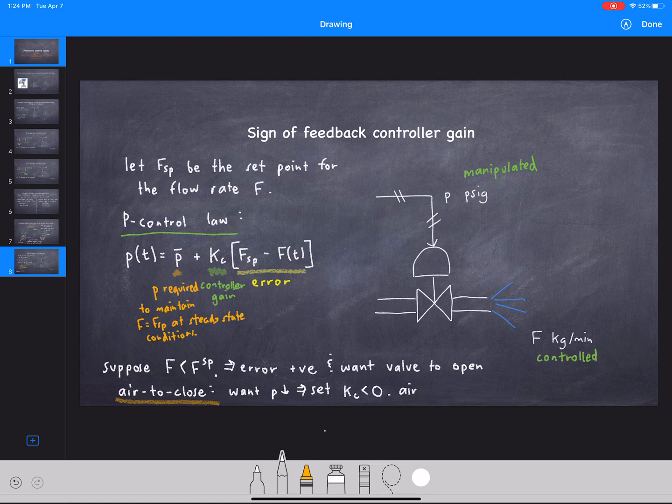On the other hand, for an air to open valve, the opposite situation is true. So we'll go through it again. For an air to open valve, the more air you have, the more it will be open. So we actually want more air for an air to open valve, and you want P to increase. And if you want P to increase when the error is positive, that means you need to set Kc to be greater than 0. Okay? So it's very imperative to know whether or not your control valve is air to open or air to close, and to go through this logic with the signs. Otherwise, the controller will act in a completely opposite direction from what you intend.